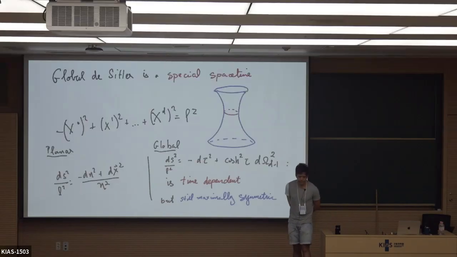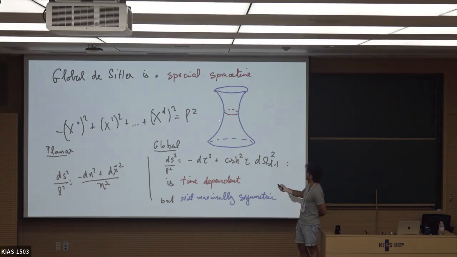Okay, so I just want to remind you that global de Sitter space is a very special spacetime. It's very symmetric. You can write it down as the solution to some embedding formula. Notice this minus. If this were a plus, then you would have the equation for a sphere. But because of the minus, we sometimes call this the pseudosphere. This is a very symmetric spacetime. It has the exact same number of symmetries as a sphere. And we like spheres because they're very symmetric.